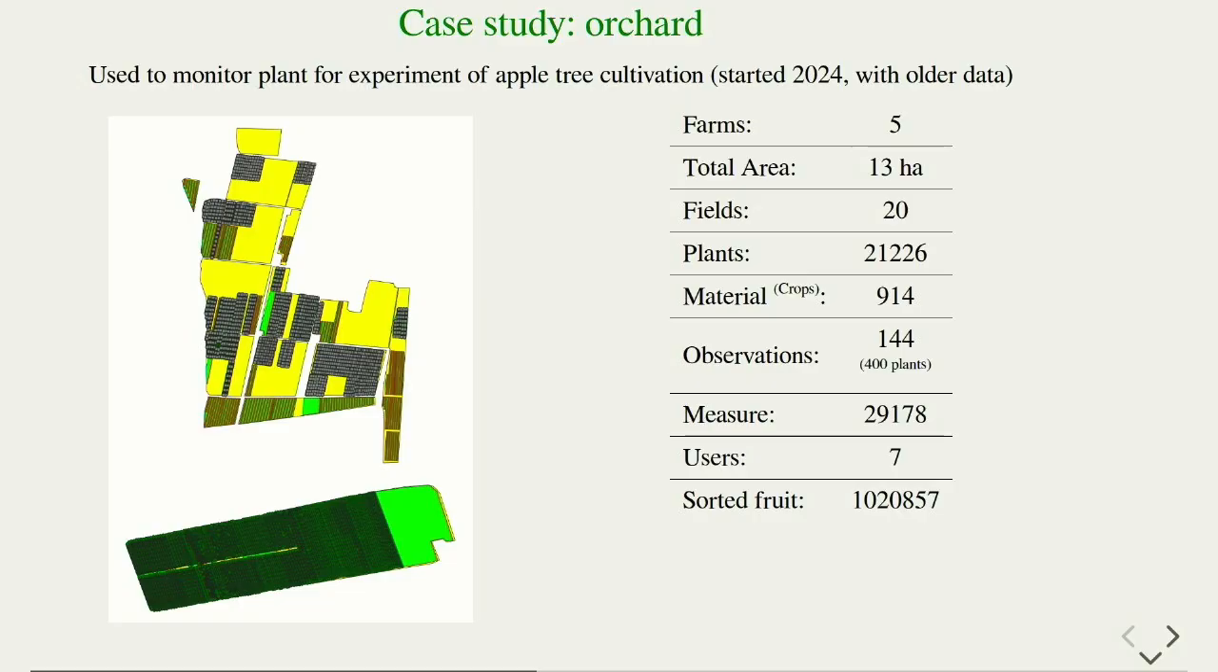And we have around 1 million data points of apple size, weight, color, and so on. These are quite interesting for them because they are able to say, oh, this variety in this area with this training system is growing really well. And they try to convince or to force the farmers to use this variety and training system.